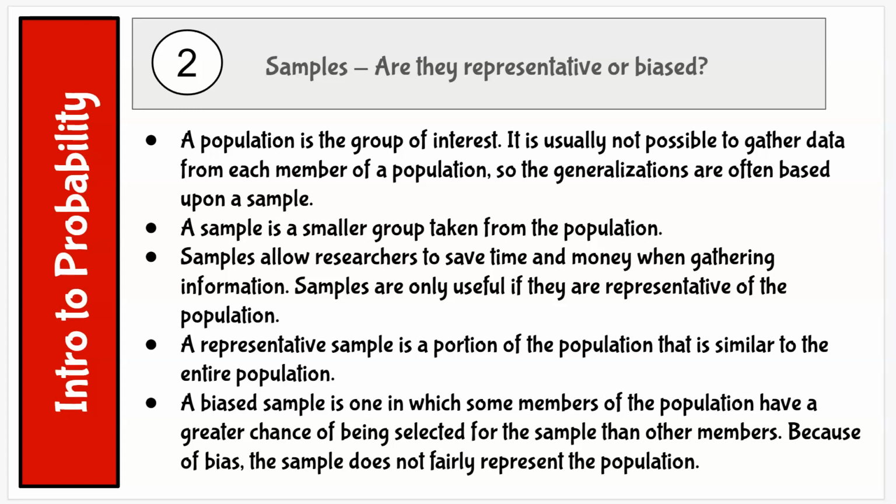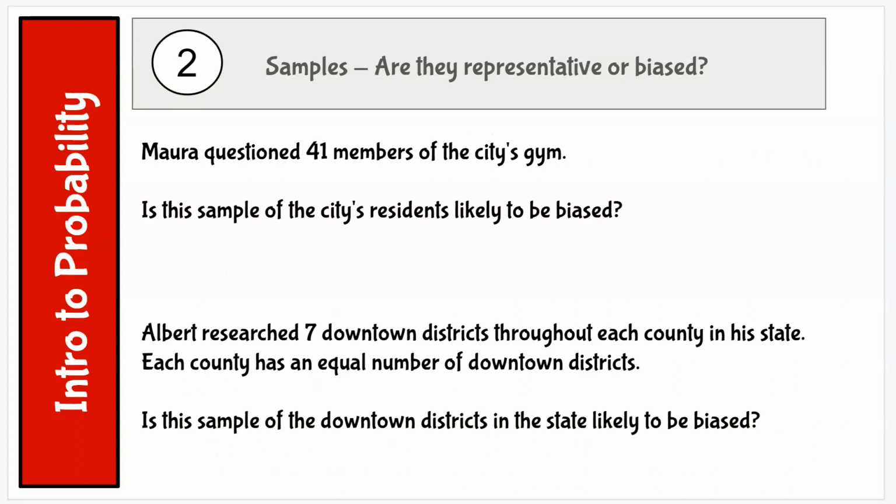So we're going to take a look at that now and decide, is our sample biased or representative? Mara is questioning 41 members of the city's gym. Would that ever be a representative sample, or is it going to be biased? Let's think about that. If she's at the gym asking them questions, no matter the question, is that really going to represent a good sample of the whole city? No, right? There's no way that if you go to the gym, you're going to get a whole demographic there. So that's a biased sample for sure.